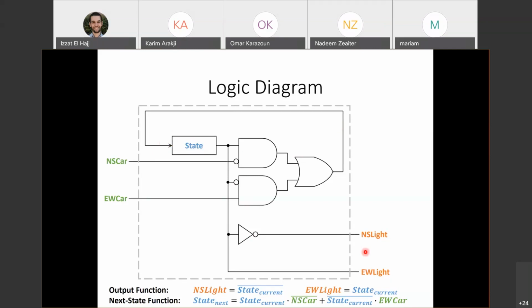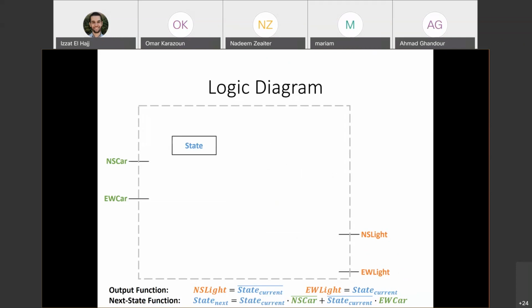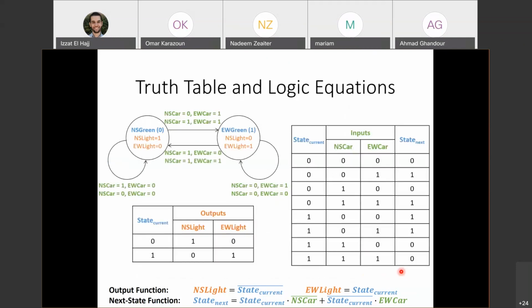Anybody have any questions? Is this clear to everyone? Yes, please. Can you repeat the next state function? How did we implement it? Not how did we implement it in the circuit, but how did you get the equation? Okay, let me go back to that slide. Do you mean how I got the truth table, or how I went from the truth table to the equation? No, the truth table to the equation.